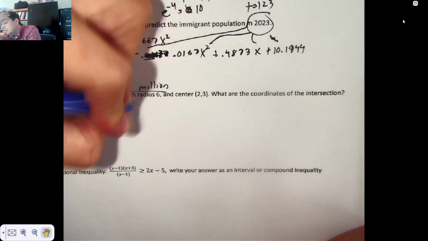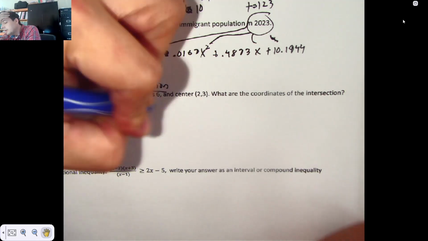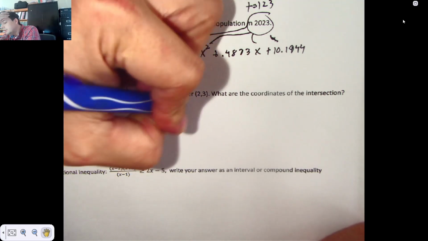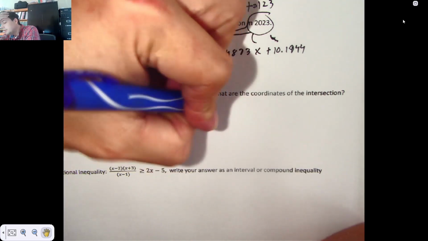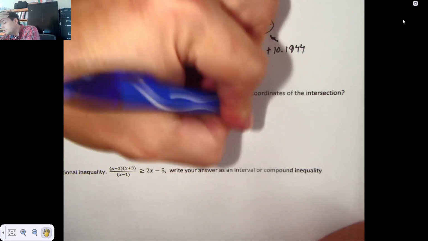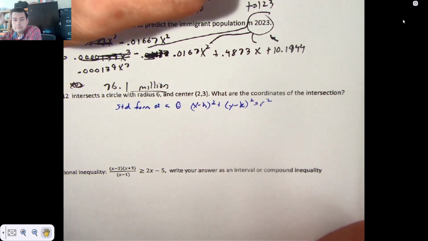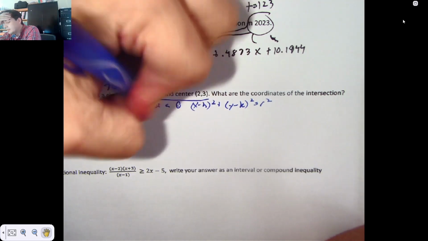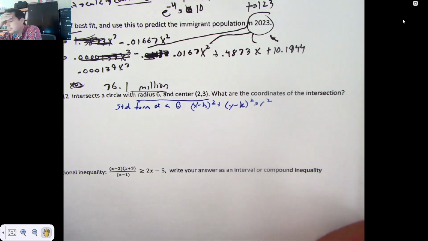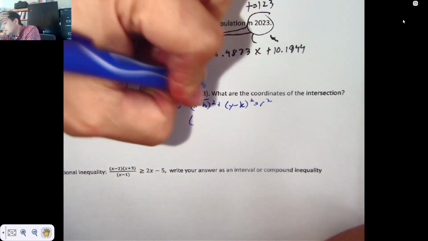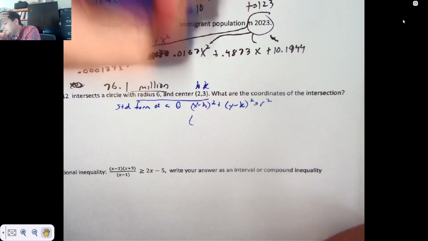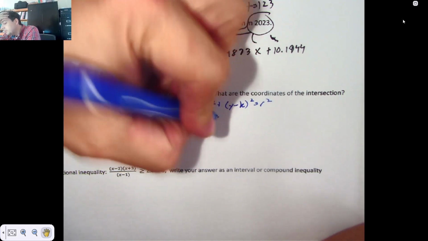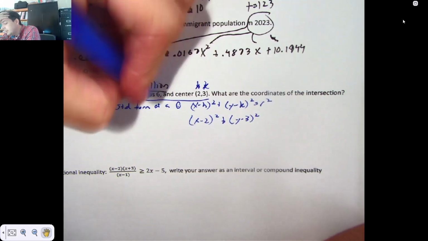The standard form of a circle is x minus h all squared plus y minus k all squared equal to r squared. So I need to write equations because it talks about intersecting the circle, and I'm going to use my TI-84 to do this. This is x, this is h, that's k. So this becomes x minus 2 all squared plus y minus 3 all squared. If you take the 6 and you square it, you get 36.